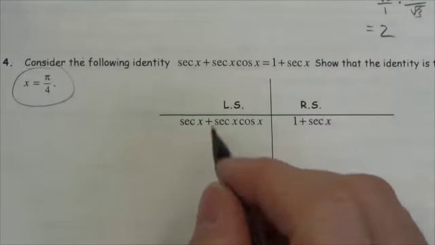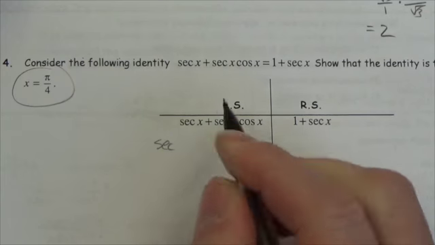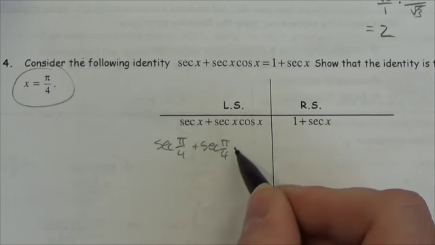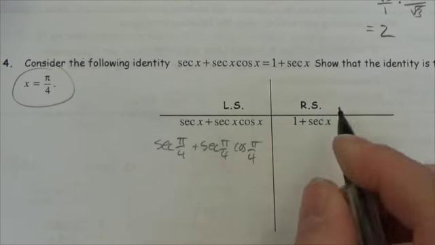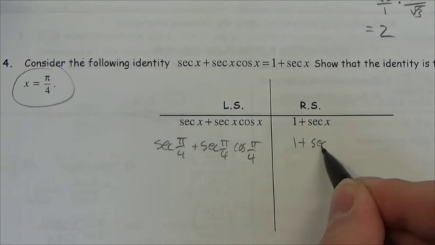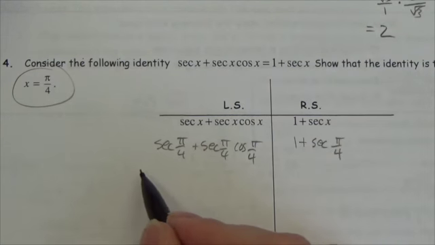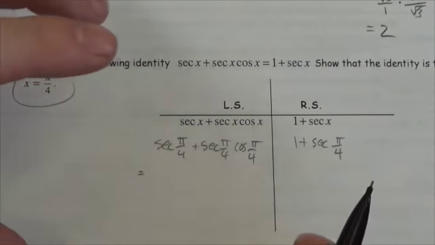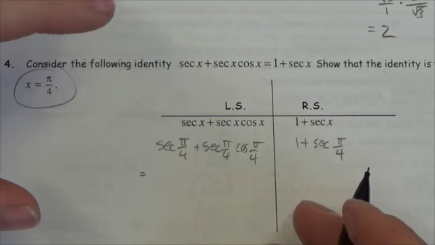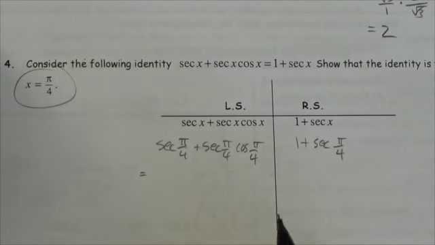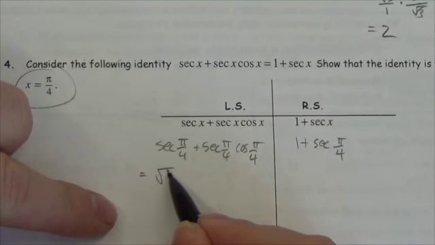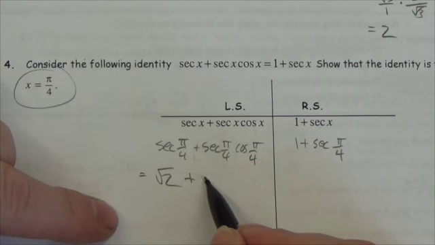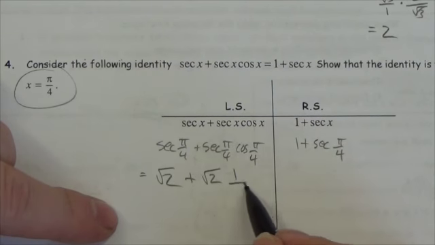So we're going to plug in the secant of pi over 4 plus the secant of pi over 4 times the cosine of pi over 4. And over here we're going to get 1 plus the secant of pi over 4. Now, the secant of pi over 4. Secant is the reciprocal of cosine. Cosine is going to be 1 over root 2. So the secant will be just root 2 over 1. Here it is again, secant of pi over 4. So we know it's going to be root 2, and cosine is 1 over root 2.